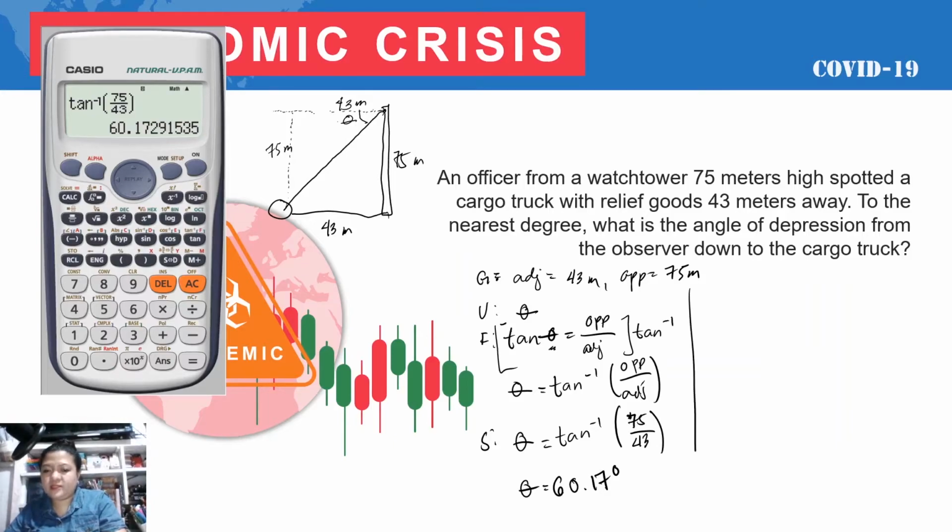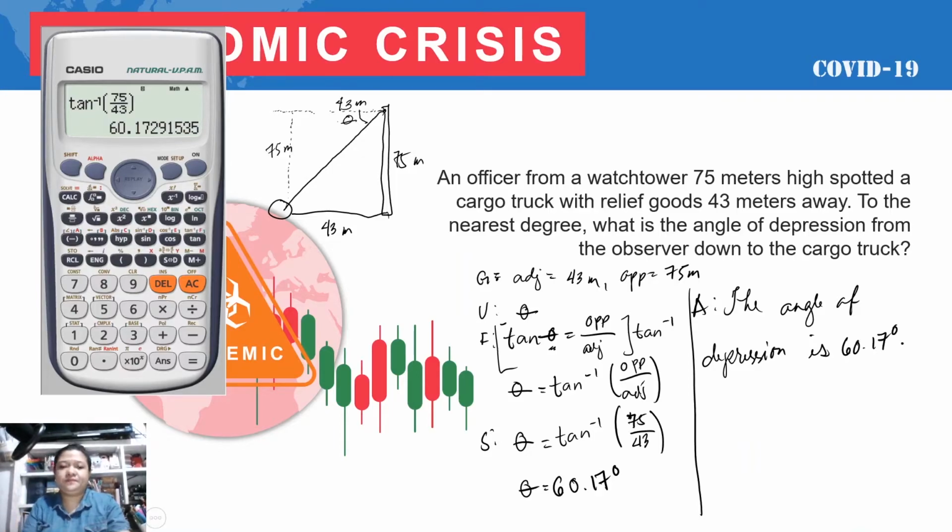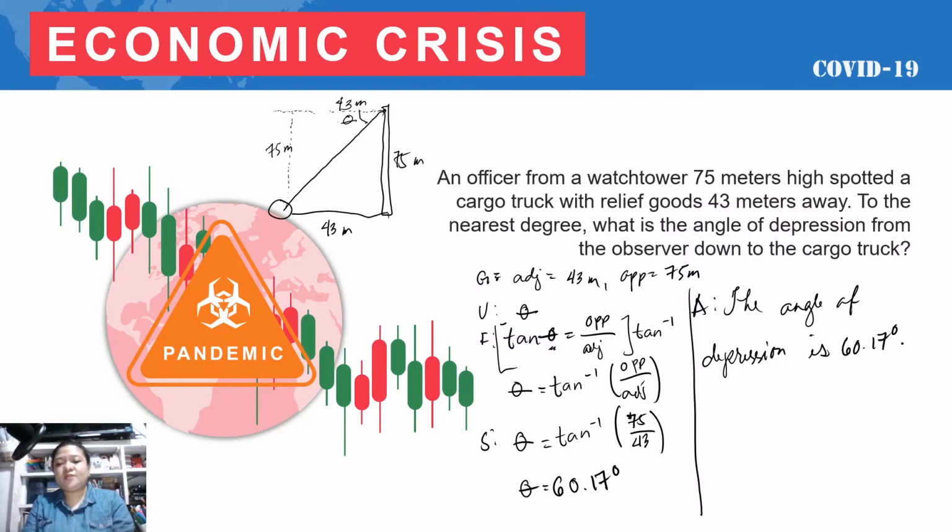Okay, now let us write our final answer. Final answer is the angle of depression is 60.7 degrees. Next question.